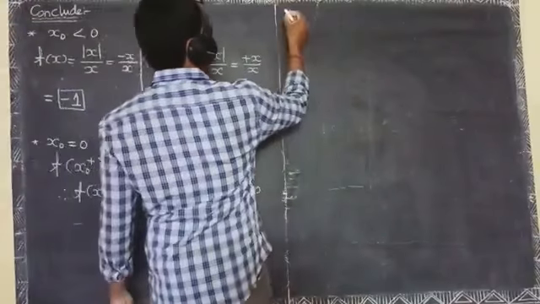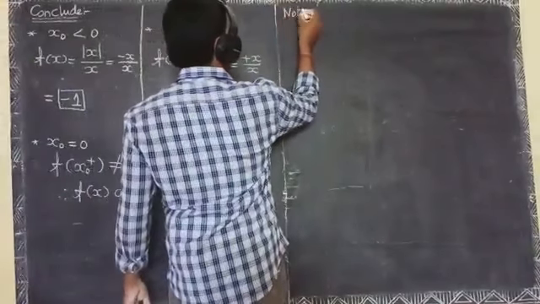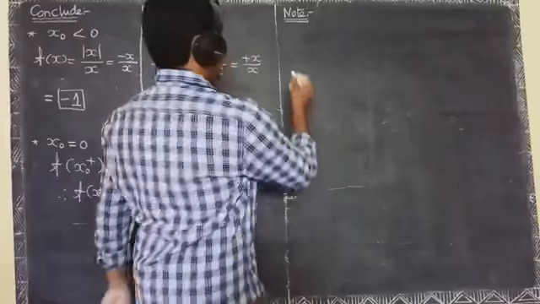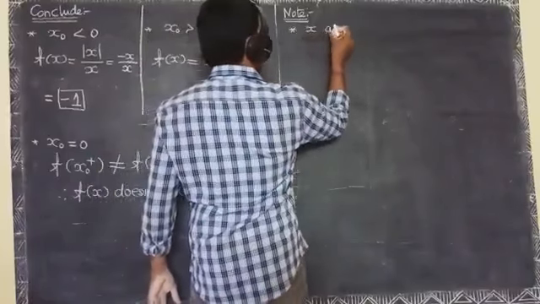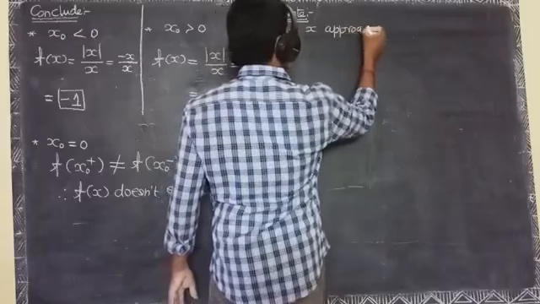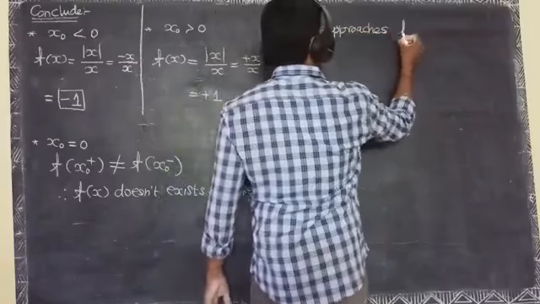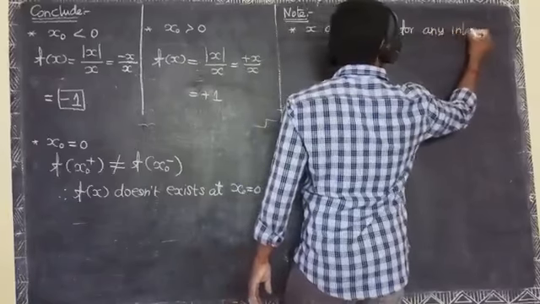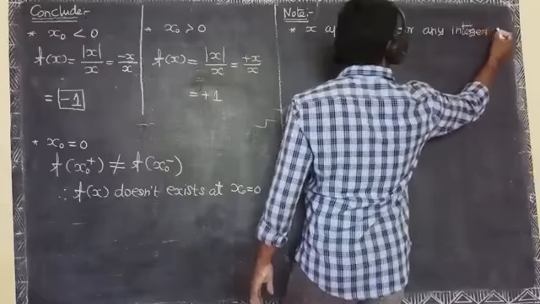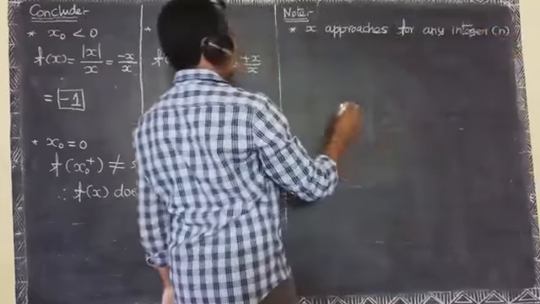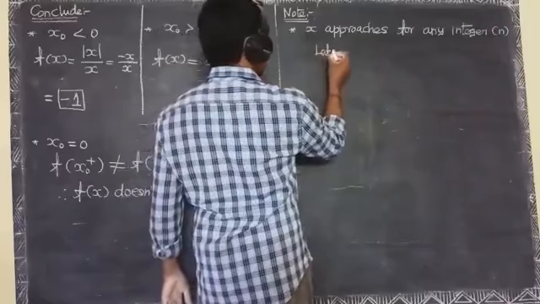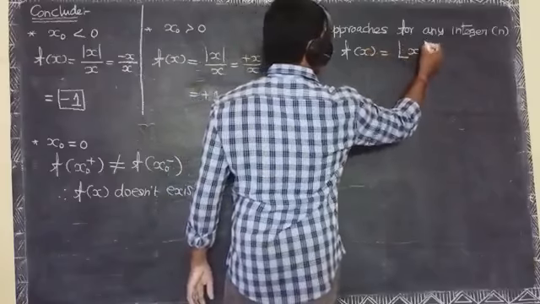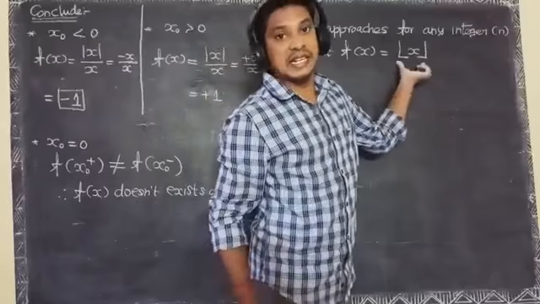Next, go to one more: x approaches any integer, that is n. Here, let f of x be a function, that is the greatest integer function, which is called the greatest integer function.